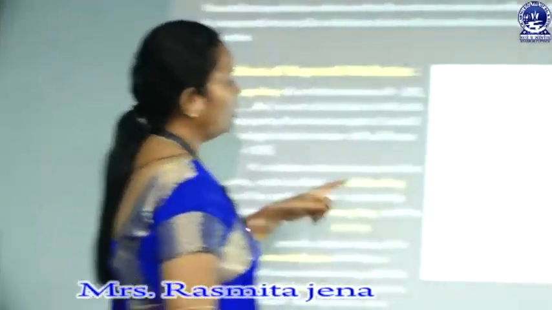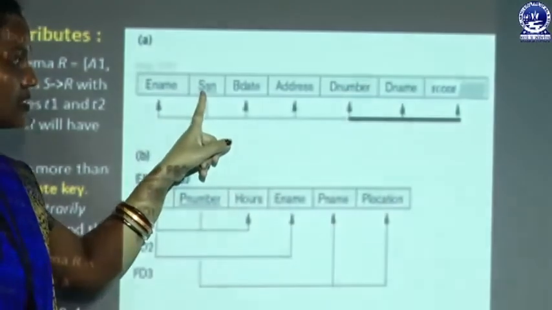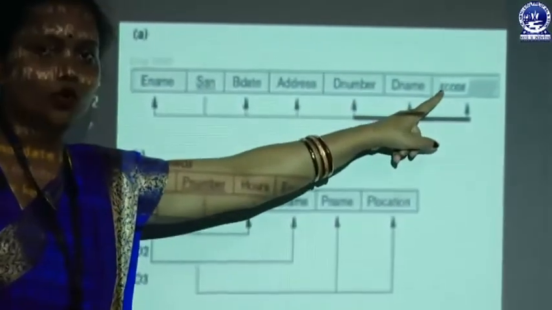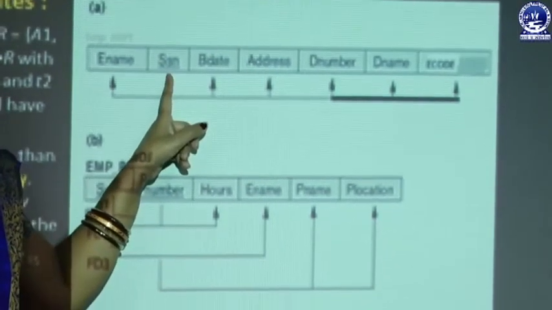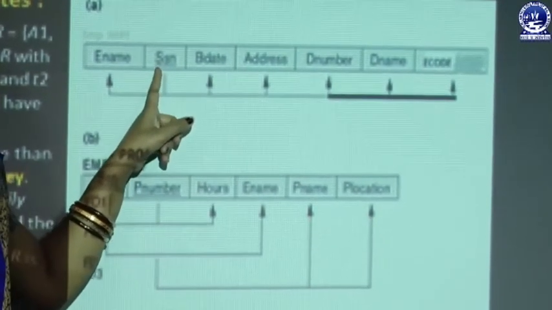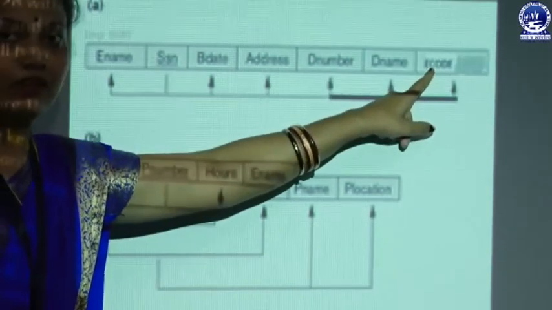See the example. In this relation schema, there are two candidate keys: one is SSN and another one is E code. From these two, you can arbitrarily choose one of them as the primary key. Suppose here I choose SSN as the primary key, then E code is your secondary key, right?